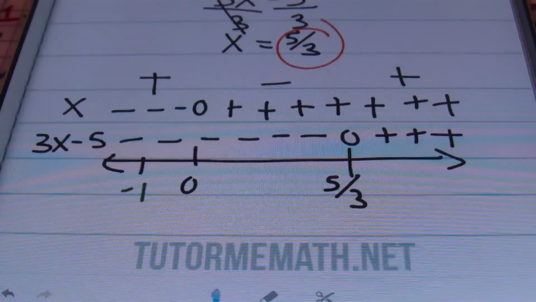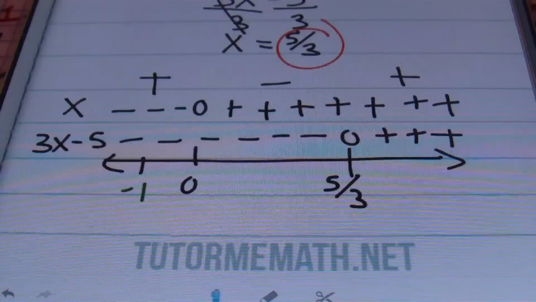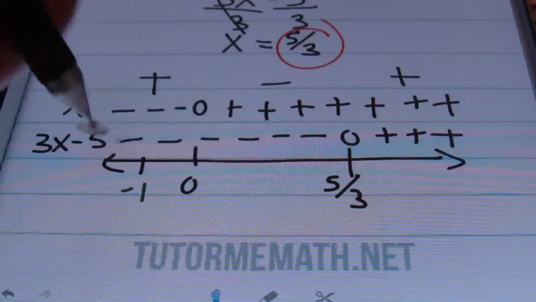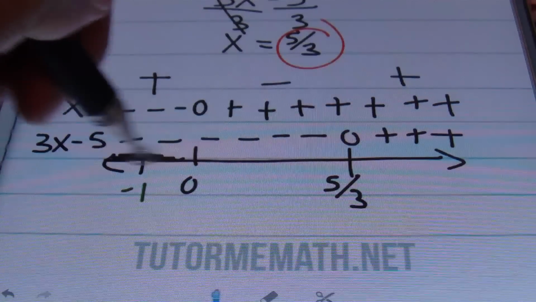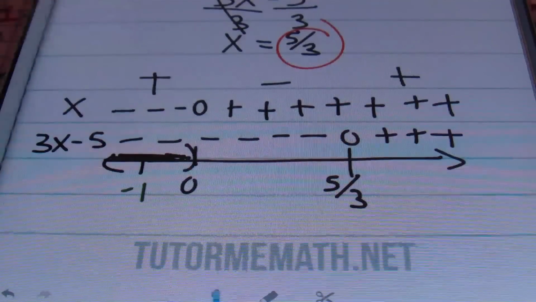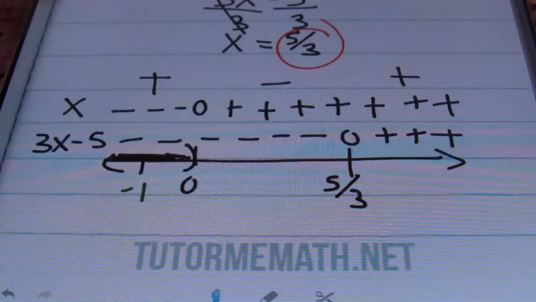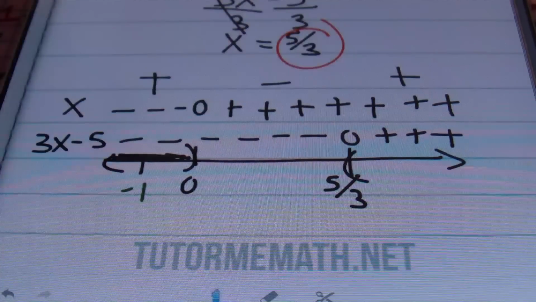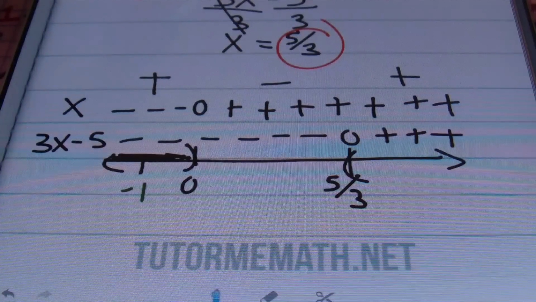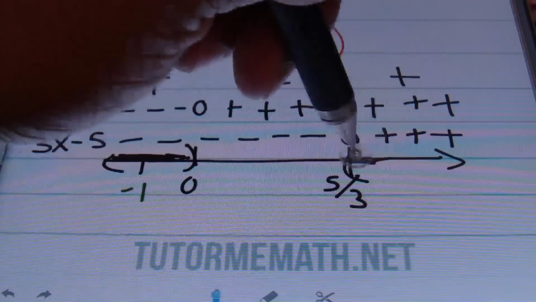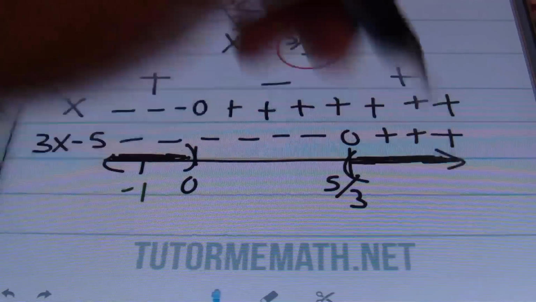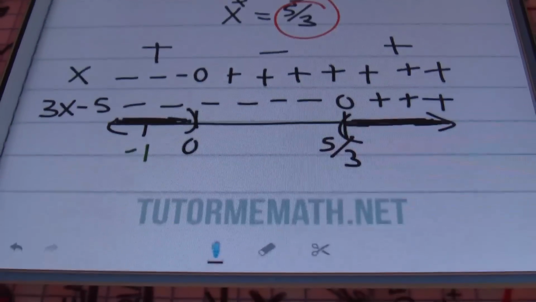So we do not want 0 as part of the solution, which is why when I start shading here, it will be shaded to the left, but we'll use parentheses at 0 here. Also, at 5/3, it'll be parentheses instead of brackets because we're not including 5/3, and our next positive region is to the right of 5/3. So this is my solution here.